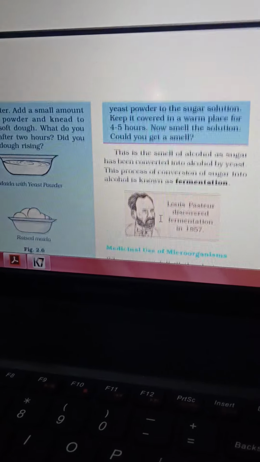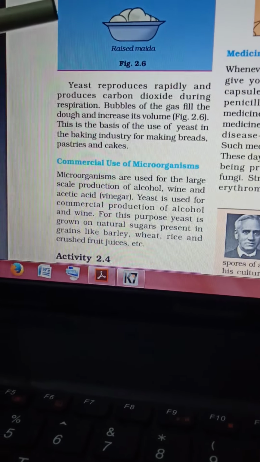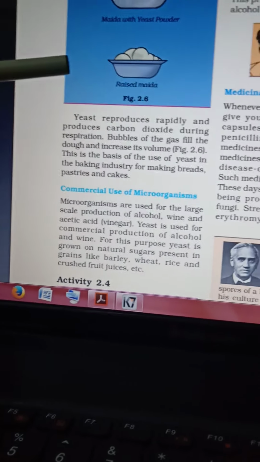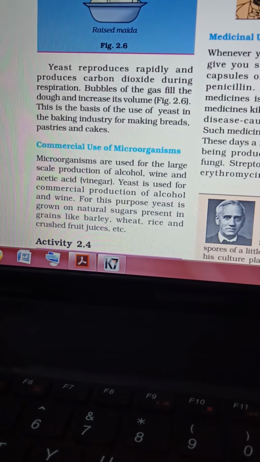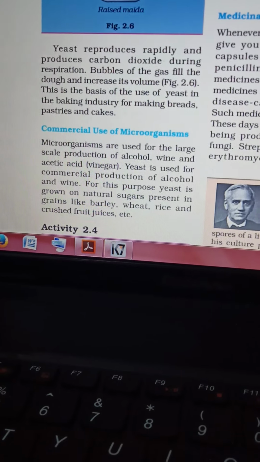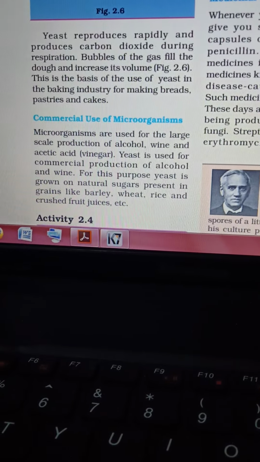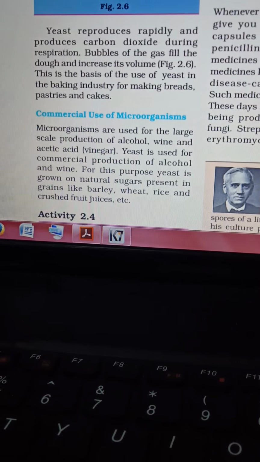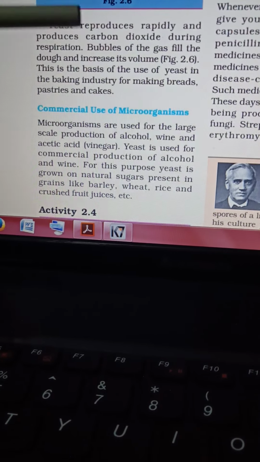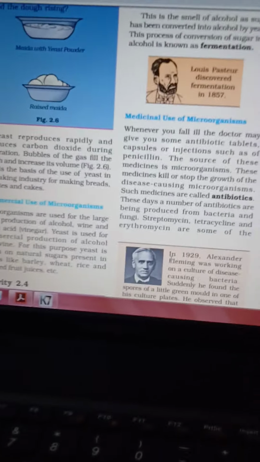Then about the yeast, the role of yeast, we'll see, it's very important and plays an important role in the brewing industry. Yeast reproduces rapidly, and they produce carbon dioxide as they respire. So these carbon dioxide gas bubbles fill the dough and increase its volume, and this is the basis of the use of yeast in the baking industry for making bread, pastries and cakes. They make it very soft, softening the dough because of the carbon dioxide.